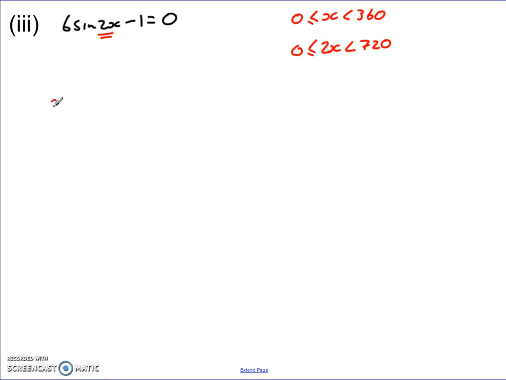So solve this to start with, and I get sine 2x equals a sixth. Again, refer to the CAST diagram.